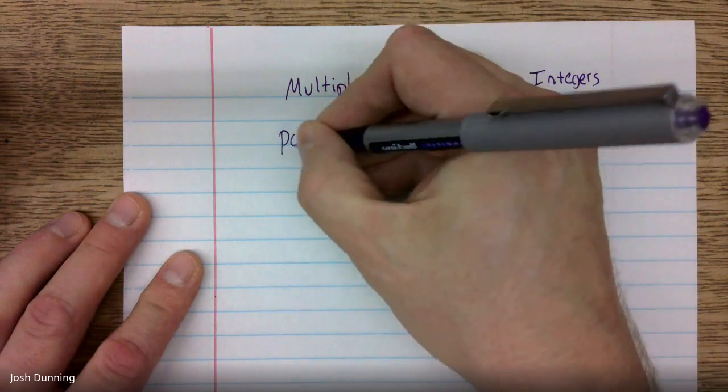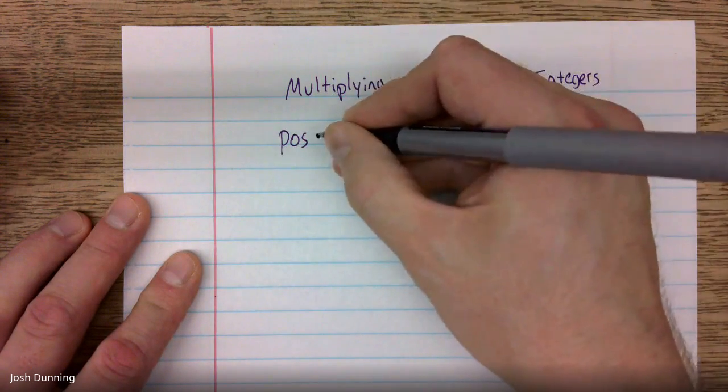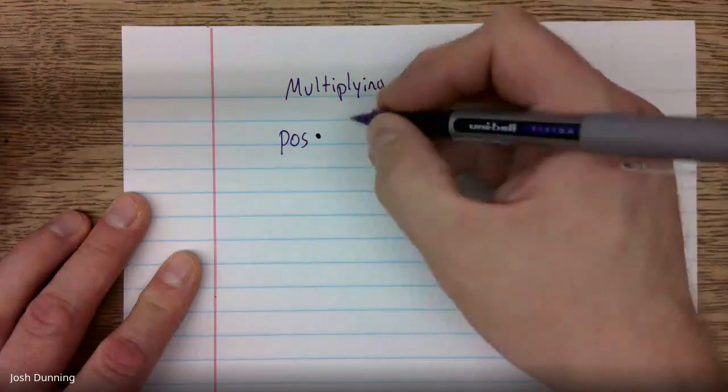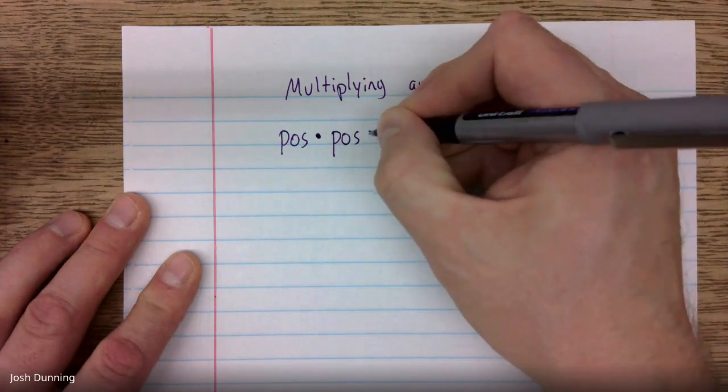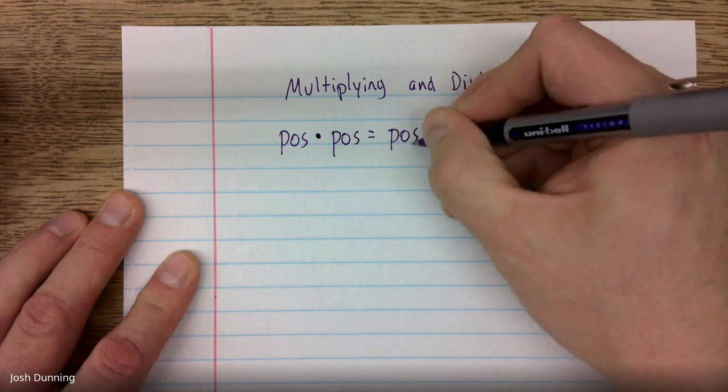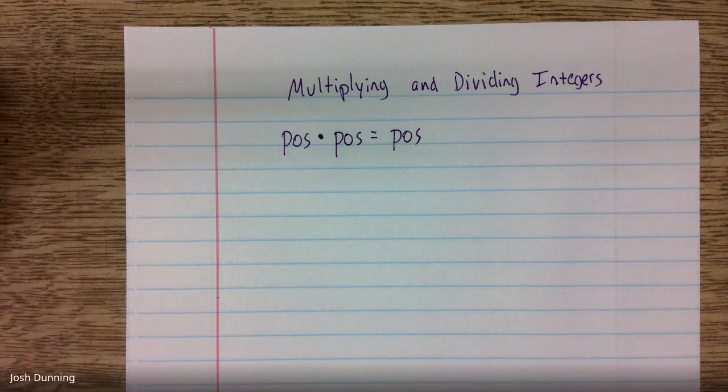Now, just like it always has been, if you have a positive, and remember this dot means multiply, if you have a positive times a positive, you're going to get another positive. We already knew that.